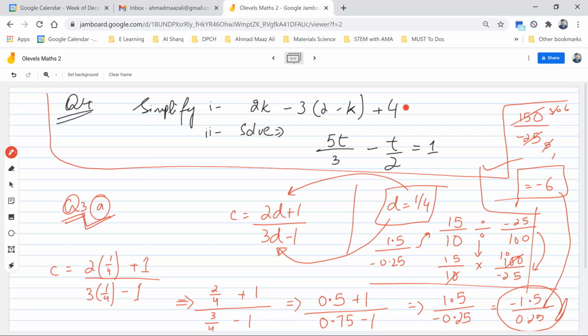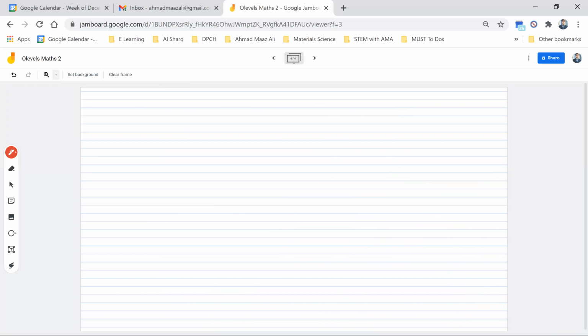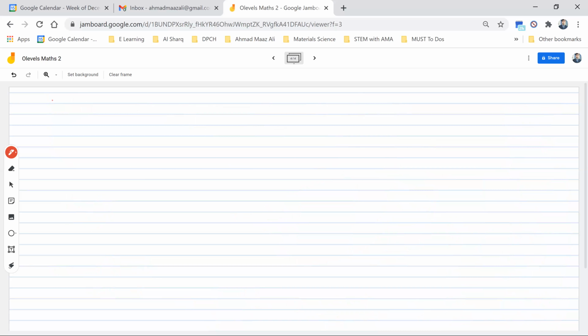Did that make sense? Yes, sir. Okay. Will you be able to do it again yourself? Yes. Okay, now the next part, B part. What was B part? Express D in terms of C. So this is C. It says 2D plus 1 over 3D minus 1. All right, so you need to make D the subject of this.